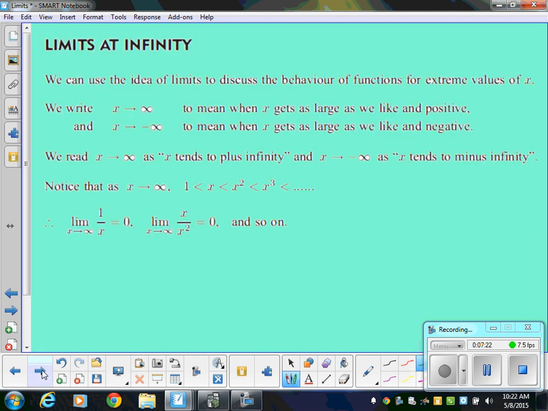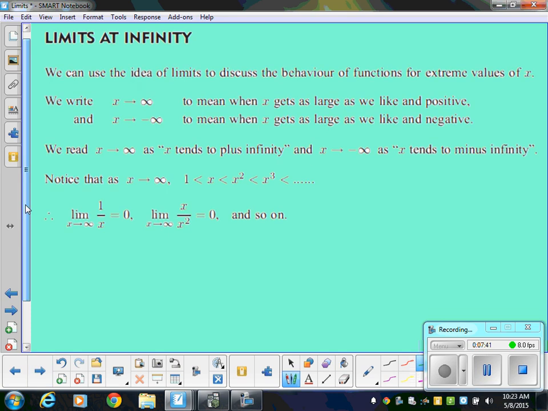Now, sometimes we do limits to infinity, as the function goes off to infinity. And that's a little bit different. Now, infinity is not a number. It is an idea. We can't name a number that's infinity. Infinity is not a number. It's a concept.